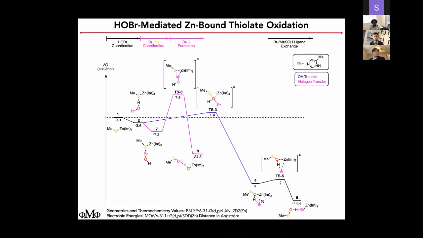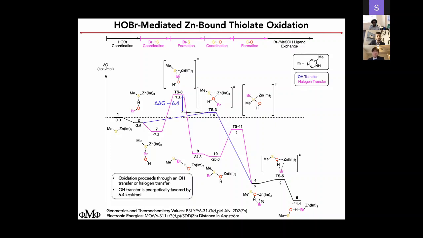We then proceed to complex 9, where we have our sulfonic bromide intermediate, just like that we saw in our free thiolate, consistent with free thiol oxidation, and our zinc-bound hydroxide. Through some isomerization, we then have a sulfur-oxygen coordination, which then leads through transition state 11, finally back to complex 4, and we return to our O-ligated zinc-bound complex. That will then proceed through transition state 5, and again 6 to form our sulfonic acid product. Now, what I really want to take away from this reaction complex is the change in Gibbs free energy between transition state 8 and transition state 3.